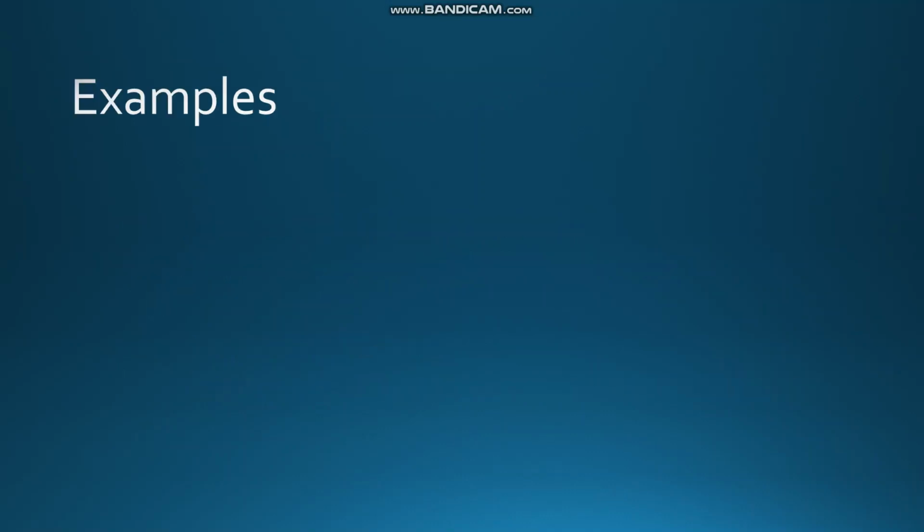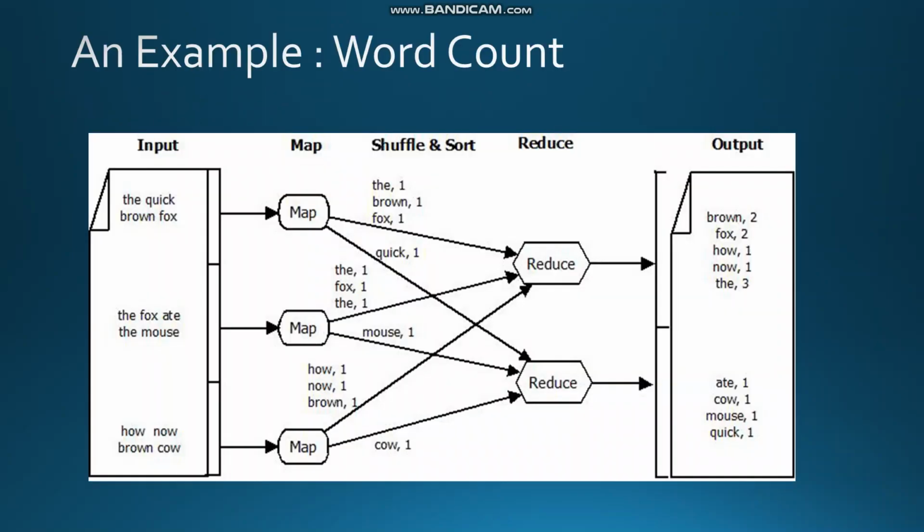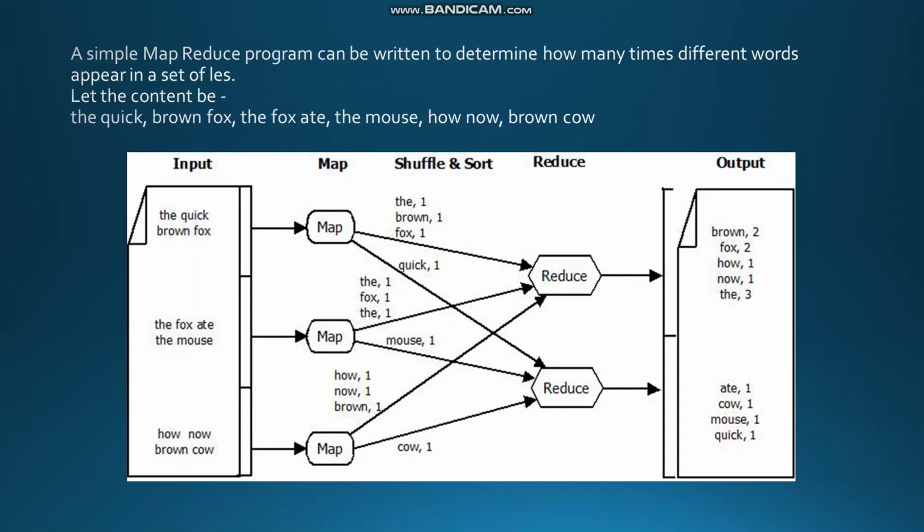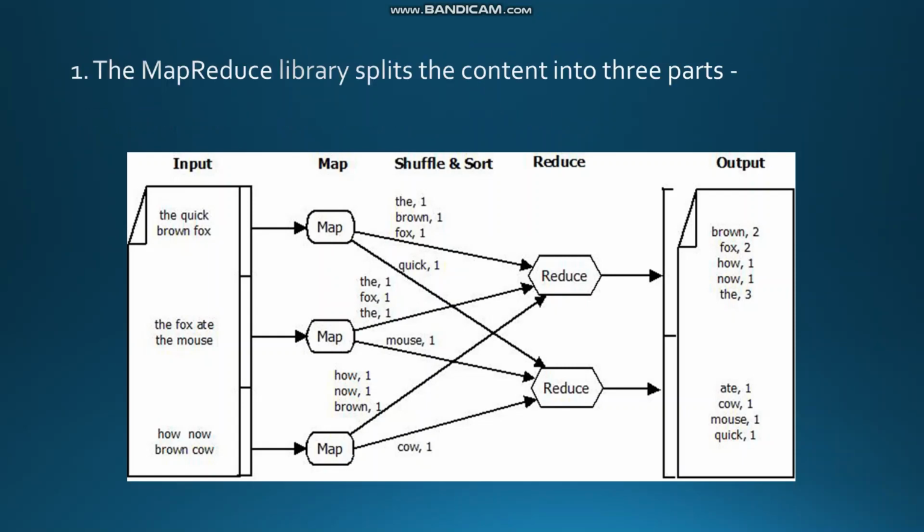So there are lots of examples of MapReduce jobs, and the most popular and common example is the word count example. Here, a single MapReduce program can be written to determine how many times different words appear in a set of files. Let the content be: the quick brown fox, the fox ate the mouse, how now brown cow. In the first step, the MapReduce library splits the content into 3 parts.